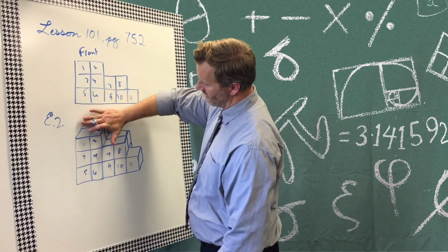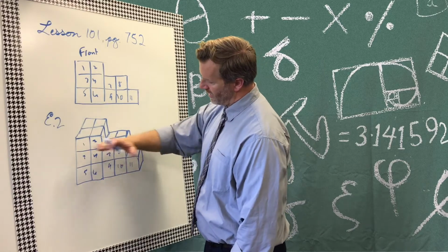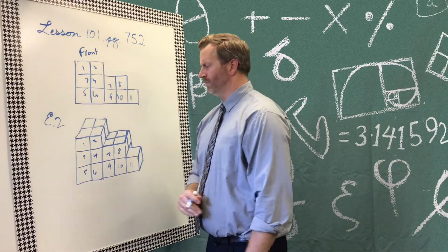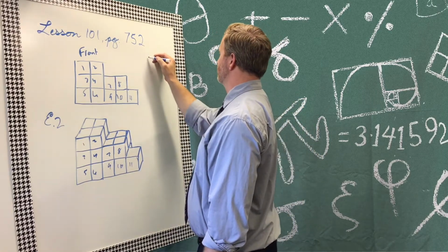Awesome. So we take this shape, we look out from the front, it's going to look exactly like that, because we're not seeing any of the three-dimensional sides, we're just looking directly at the front, and that's what it looked like.